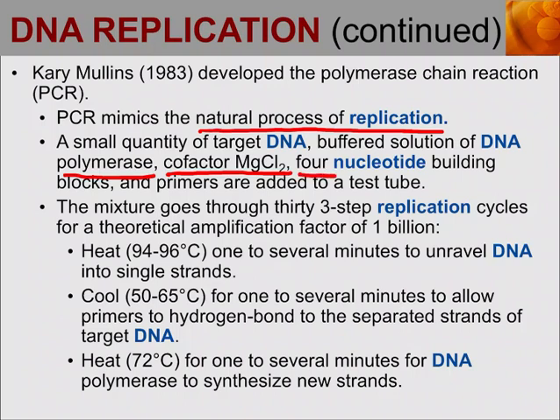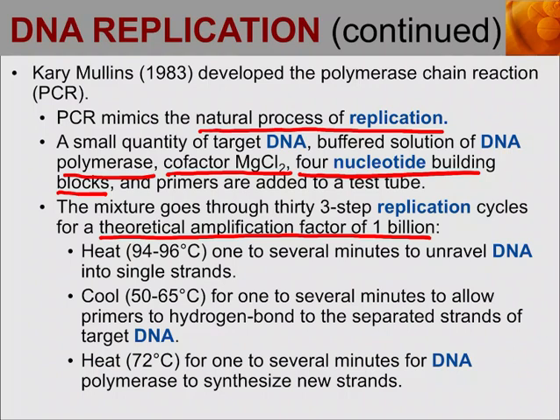Then we have 4 nucleotide building blocks. Remember, we've got those 4 different bases that we need in order to build up DNA. And then that mixture goes through a 33-step replication cycle, and you can amplify or create multiple copies of DNA. So there's a theoretical amplification factor of 1 billion.